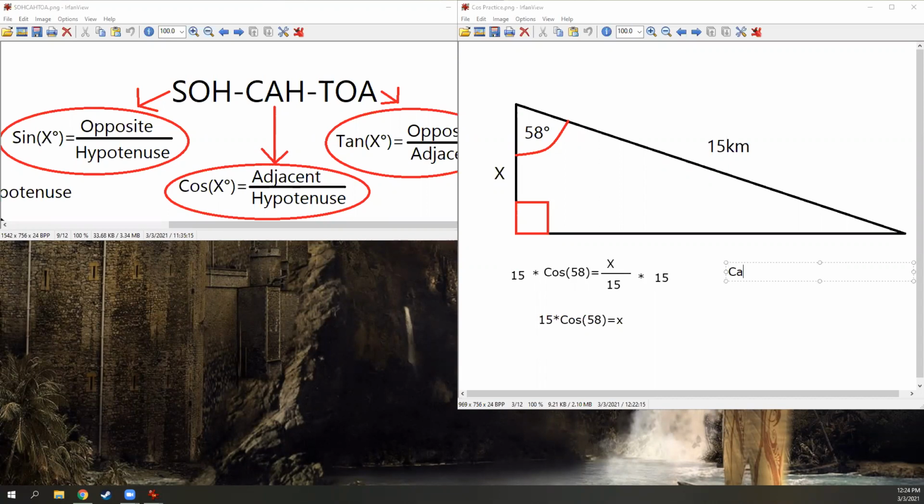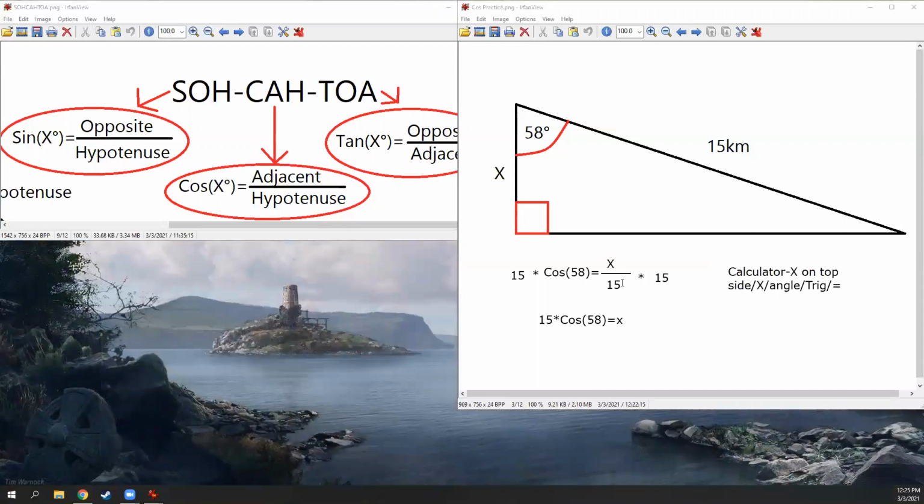So how are we going to do that, right? Calculator, X on top. Well, you're going to do side times angle, trig function, equals. And you're done. And the only thing that changes is multiply or divide. But once X is on top, it's literally move the number over, you're done.